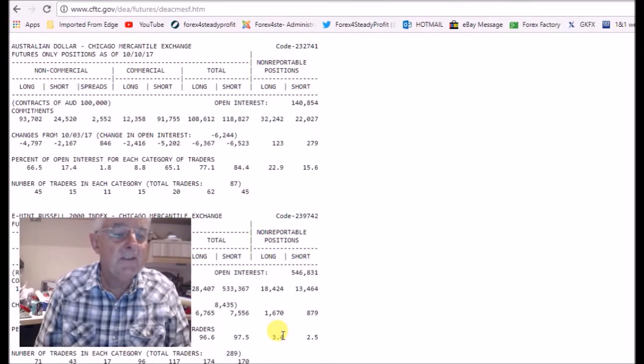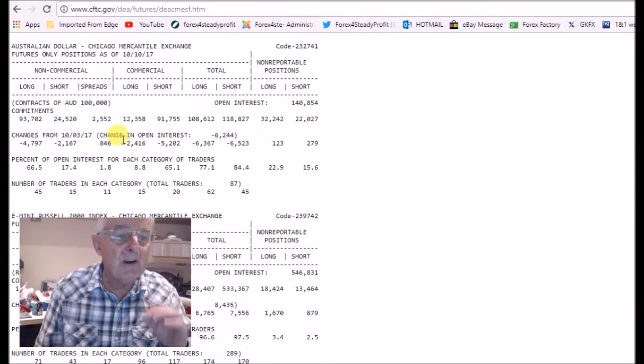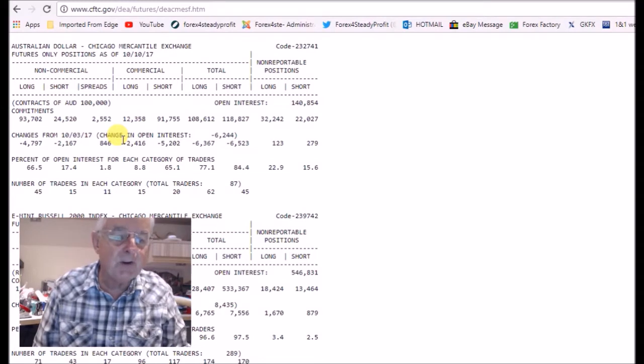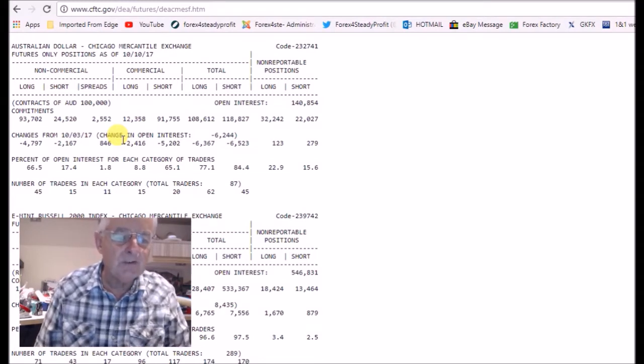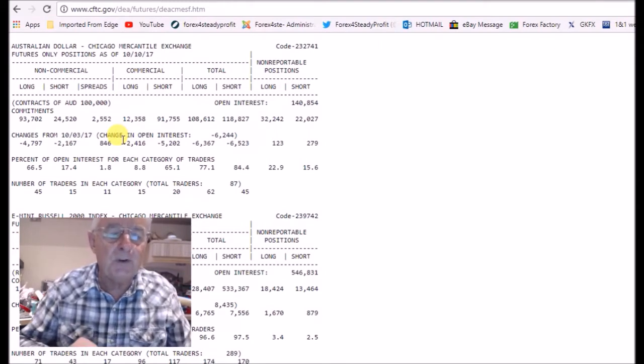So here we have the Commitment of Traders information in its raw form. You get the non-commercial positions and the commercial positions, long and short, and then you get the change in open interest. And you also get that broken down underneath for longs and shorts for both the commercials and the non-commercials. And we can see this broken down into a graph over a period of time, which also gives us comparatives, which are also very useful to look back on the history. And so we'll go and do that right now.